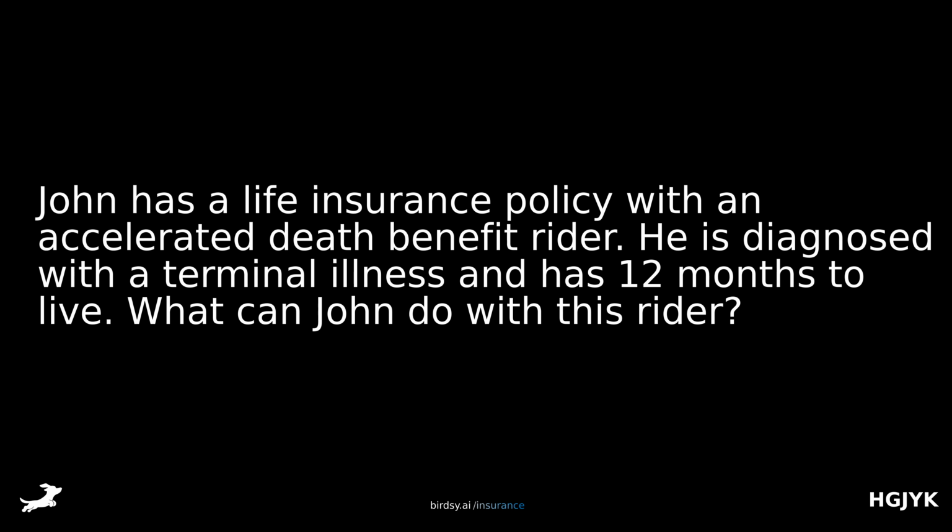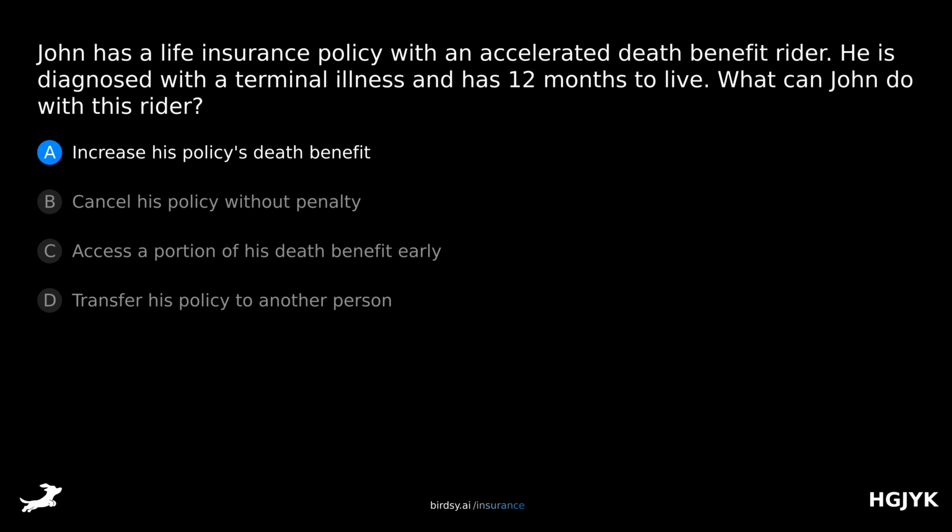John has a life insurance policy with an accelerated death benefit rider. He is diagnosed with a terminal illness and has 12 months to live. What can John do with this rider? Is it A, increase his policy's death benefit? B, cancel his policy without penalty? C, access a portion of his death benefit early? Or D, transfer his policy to another person?